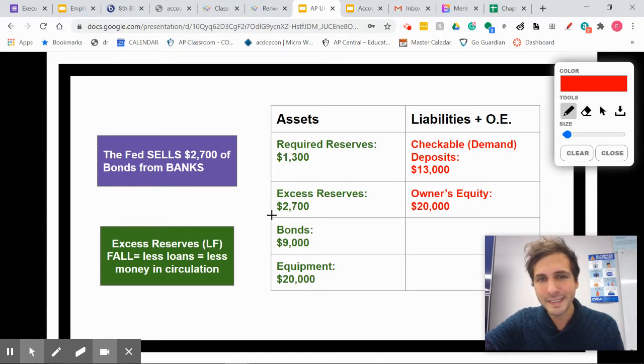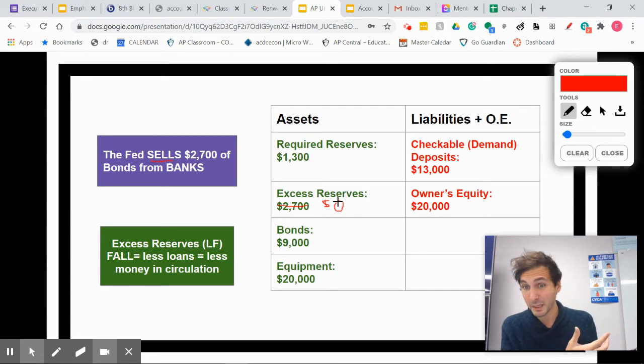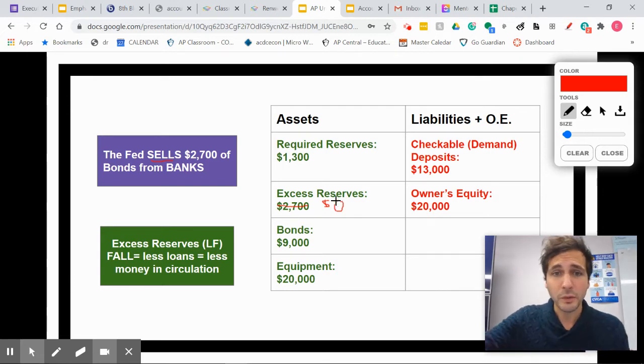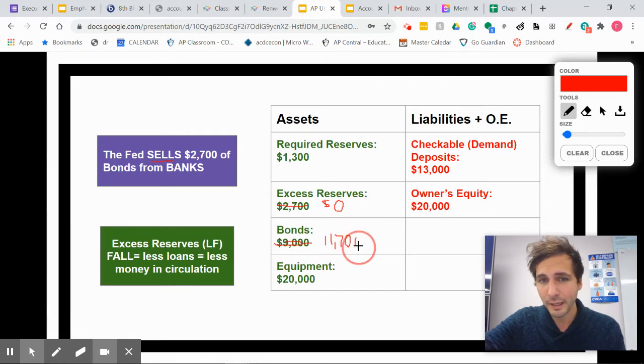When this bank buys the bonds from the Fed, because the Fed is selling the bonds, they use their excess reserves. Remember, excess reserves can be lent out, but they can also use them for anything, like buying bonds from the Federal Reserve. So their excess reserves go down to zero. They get $2,700 more bonds, so $11,700, and that's where they plan on making their profit, not from the loans that they're giving out. But notice what's happened here.